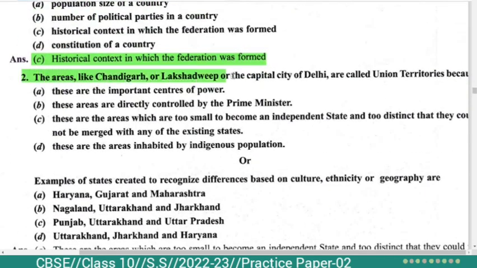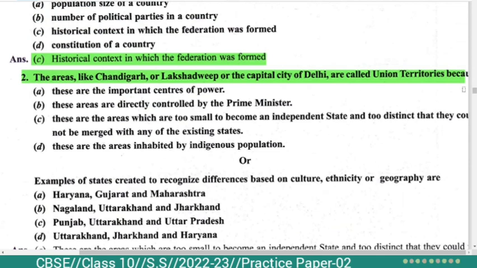Second question, the areas like Chandigarh or Lakshadweep or the capital city of Delhi are called union territories because: A. These are important centers of power, B. These areas are directly controlled by the Prime Minister, C. These are the areas which are too small to become an independent state and too distinct that they could not be merged with any of the existing states, D. These are the areas inhabited by indigenous population.